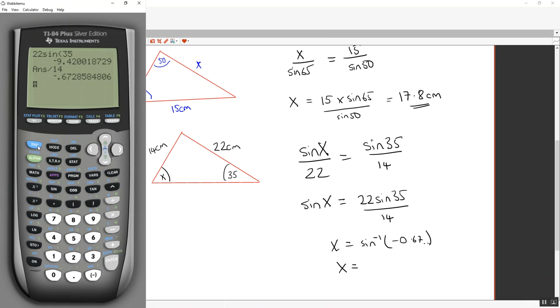So inverse sine, hopefully I've picked a decent example. No, I haven't. Actually, let me just check because I need to be in, there we go, in radians. Okay, so back to 22 sine 35.